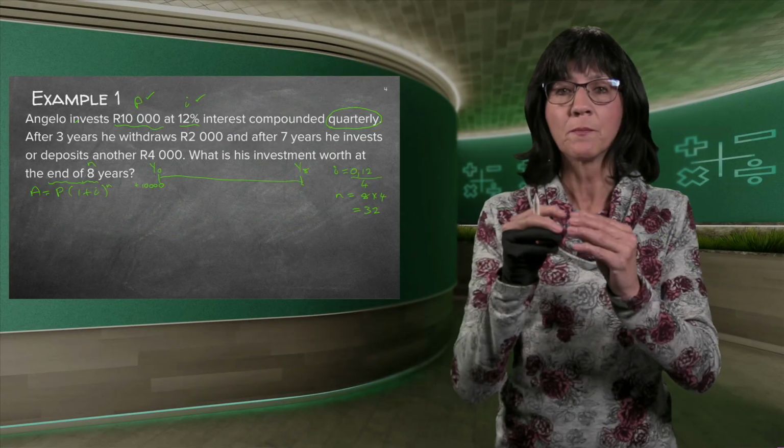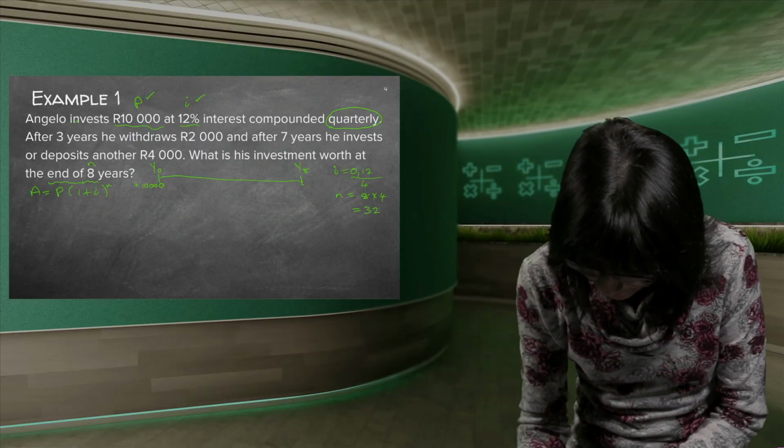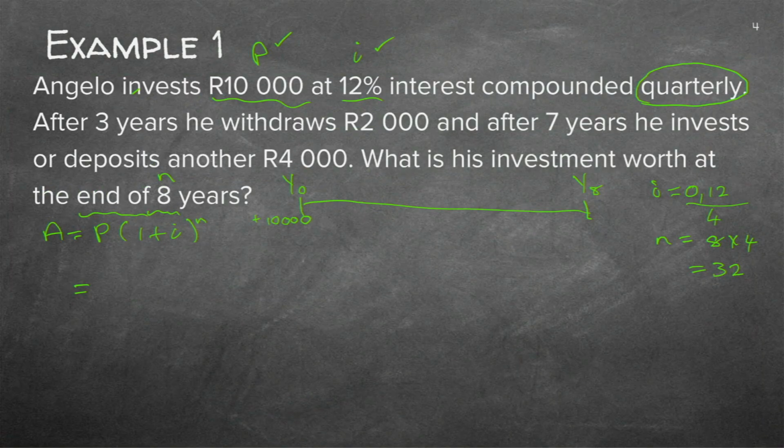So now that I've sorted my I and my N, I can do the sum for 10,000 Rand. So I'm going to start here. The investment was 10,000 Rand. 1 plus the I was 0.12 over 4 for the whole 8 years, which is 32 quarters. I'm just going to write it here so that you are sure everything now is in the same terms.